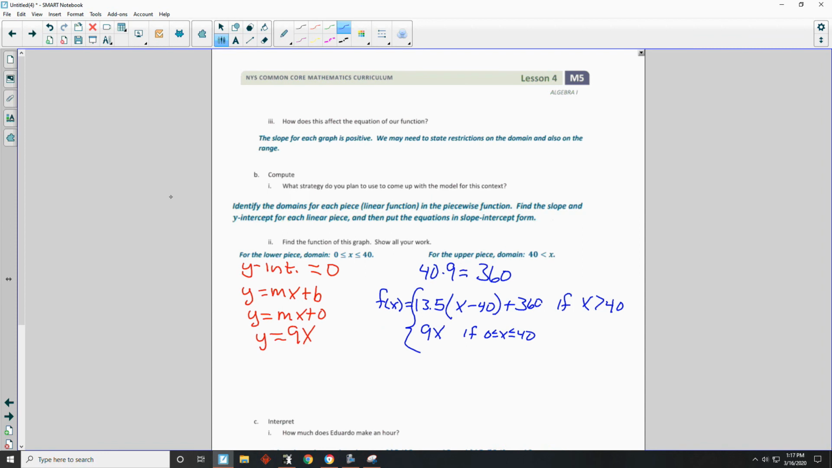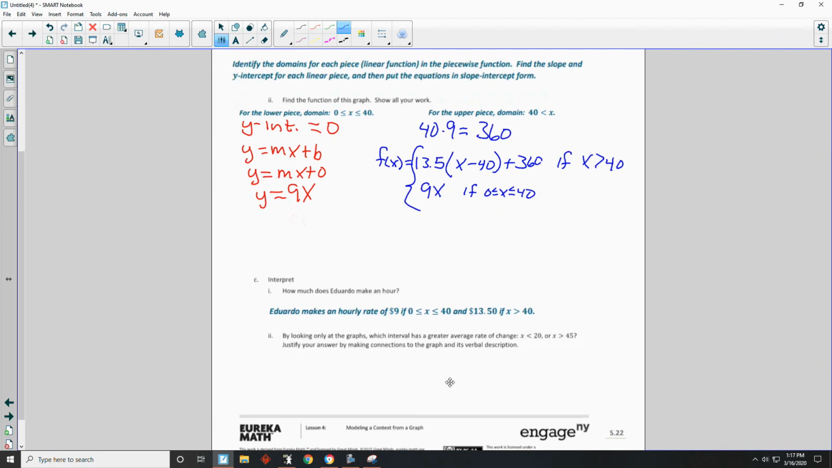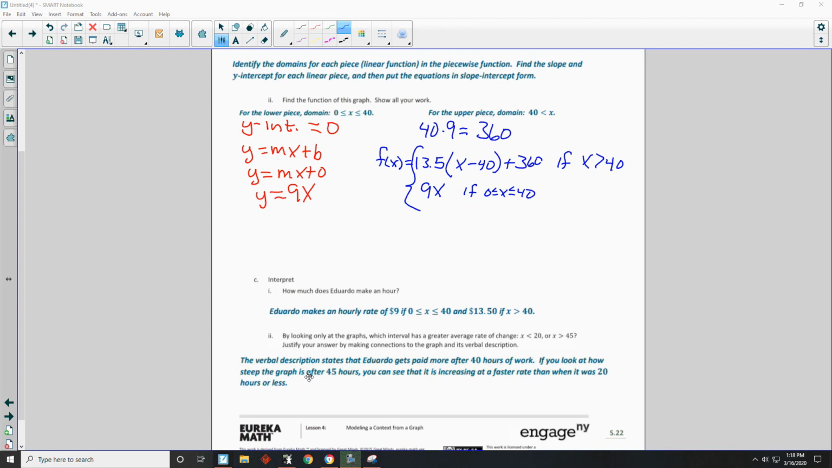So what we would say about that at this point is the verbal description states that Eduardo gets paid more after 40 hours of work. Because if you look at how steep the graph is after 45 hours, you can see that it is increasing at a faster rate than when it was 20 hours or less. Okay, the slope was steeper.